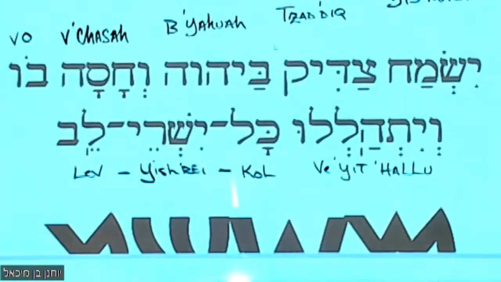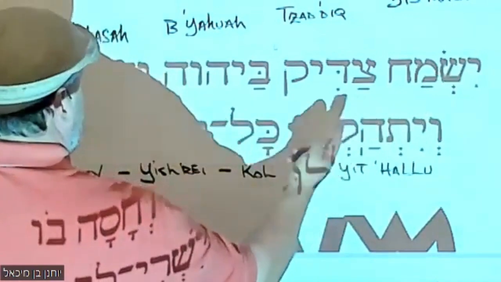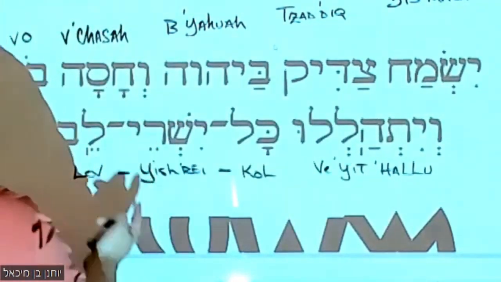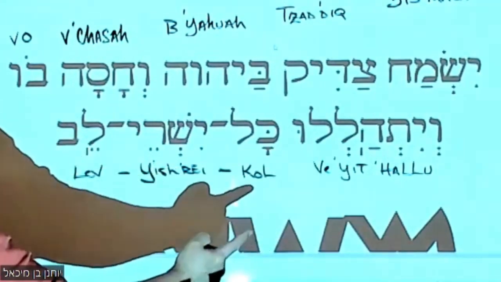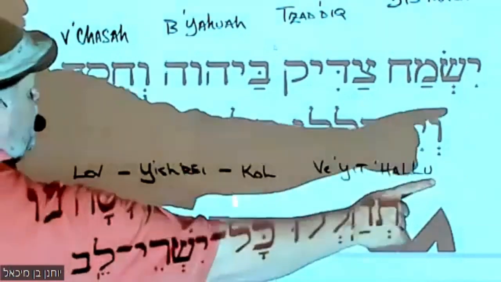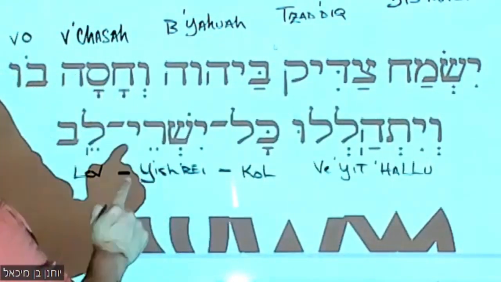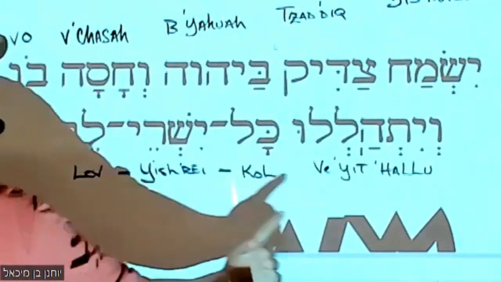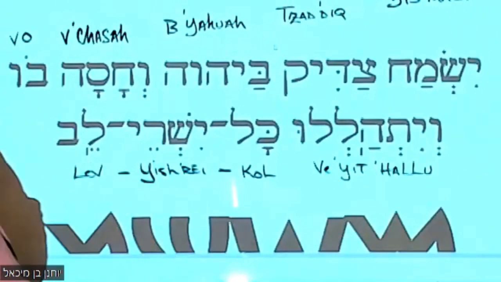All right, so we've transliterated our sentence. Let's read it together. Yismach Tzaddik Bayahweh Vechasa Bo Veyithalu Kol Yishrelev. Let's do it again. Yismach Tzaddik Bayahweh Vechasa Bo Veyithalu Kol Yishrelev.